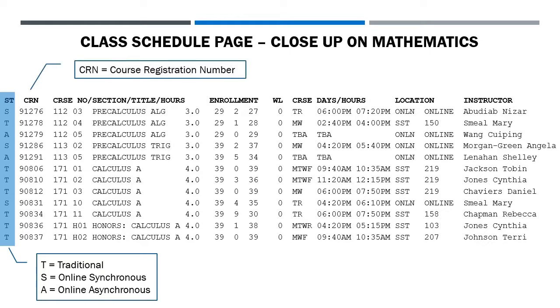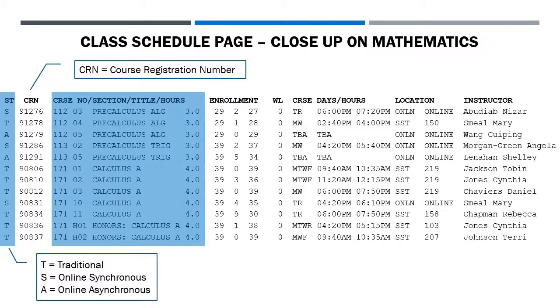The next column is the course registration number. Fall courses always start with a 9, while spring courses start with a 1, and summer courses start with a 6. The next several columns include the course number, course title, course section number, and the number of credit hours. Sometimes the section number refers to something unique about the class. Here, the H sections mean that the classes are for honors college students.